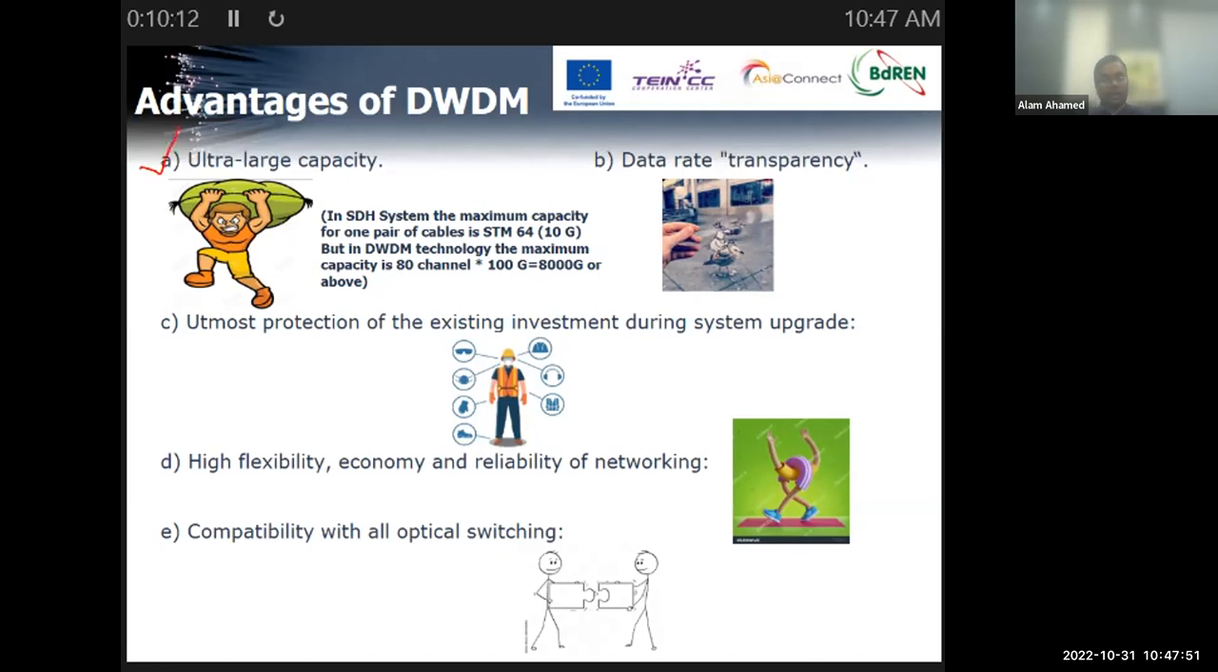The next advantage is transparency. In the DWDM system, multiplexing and demultiplexing are conducted in terms of optical wavelength difference and are independent of the signal rate and modulation modes. That means you can easily transfer any kind of data from the origination point to the destination point. That means voice, TDM, HDM, digital, analog, any kind of data transfer from one station to another station.